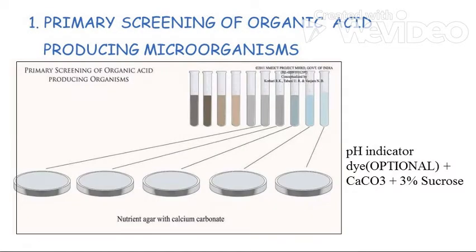The procedure, how we are going to follow this: we are going to prepare a nutrient agar plate with calcium carbonate. See here, I have already written that pH indicator dye is optional, calcium carbonate is compulsory, plus 3% sucrose. So these are some of the dyes which you can incorporate in this type of Petri plate.